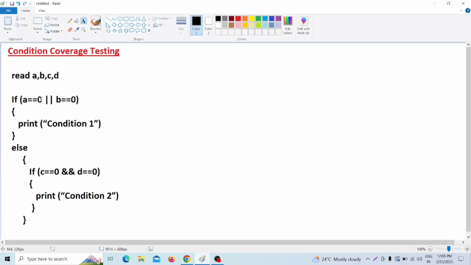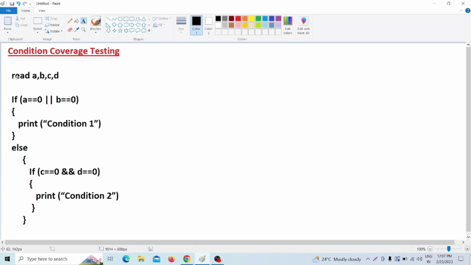Suppose whenever we are evaluating A equals 0, it may be true or it may be false, but it should evaluate every condition. Either it is true or false, it doesn't matter, but we have to evaluate every condition. This is the concept of condition coverage testing. Now I will explain it with one example.